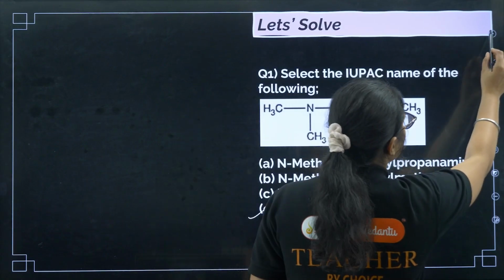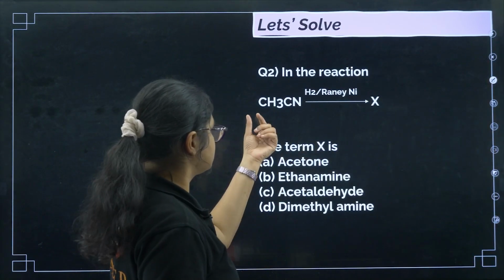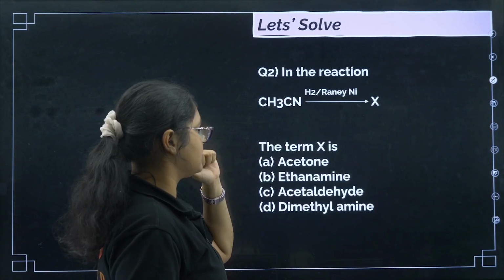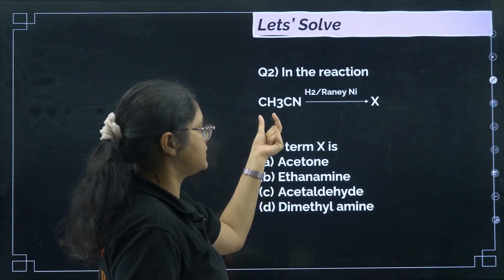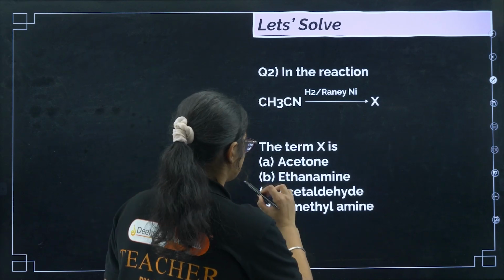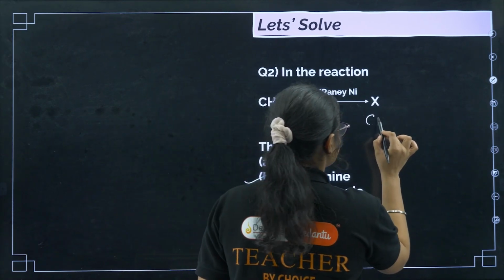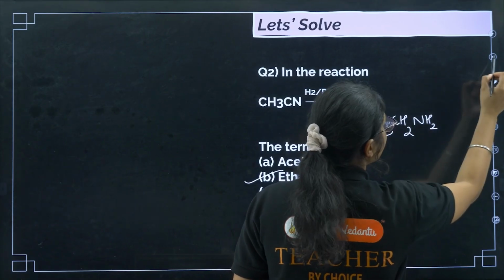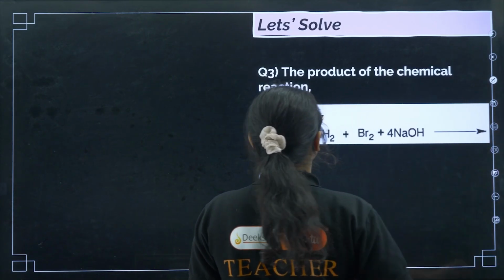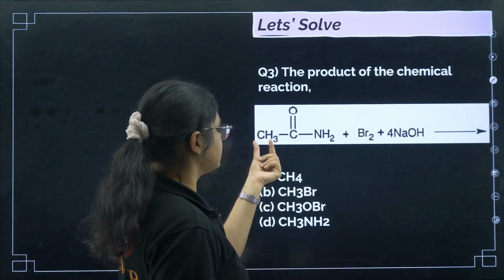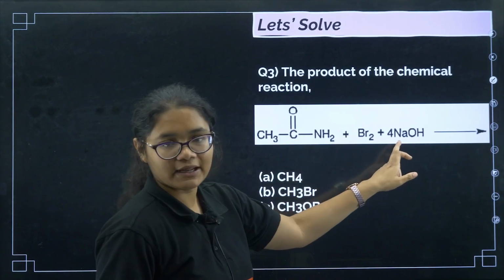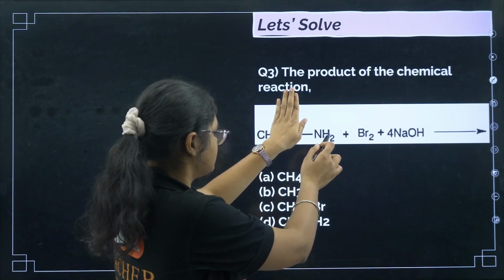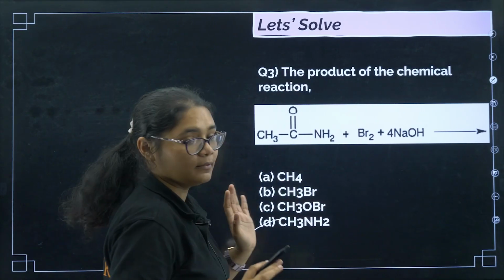Very simple one. Okay, one more question here, CH3CN with H2 and Raney nickel. That is reduction of nitriles, so this one will give you CH3CH2NH2, that is your ethanamine, option number B. Okay, next moving forward, this is a question, CH3CONH2 with bromine and NaOH. That means this CO group will be removed. So what I'll get is CH3NH2, that is your methanamine, option number D.